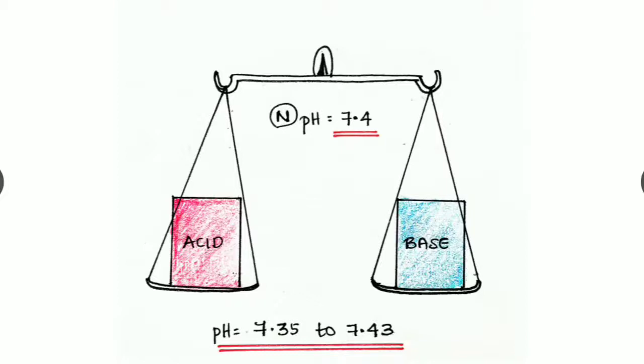The pH range, I have told you before, is between 7.35 and 7.43. If it is lesser than 7.35, then it is acidic in nature and the body will have features of acidosis. Whereas if it is more than 7.43, then a greater amount of base is present in the body, showing alkalosis features. And on average, the normal pH is 7.4.